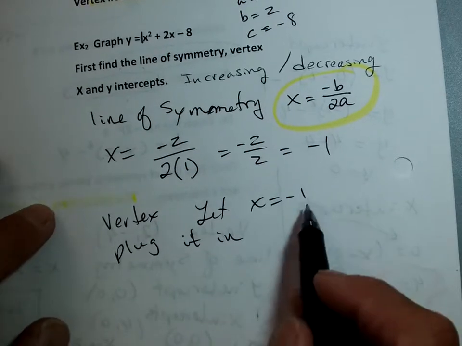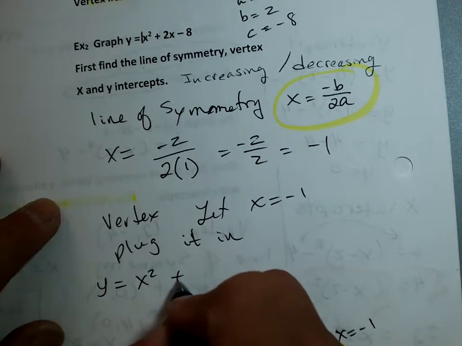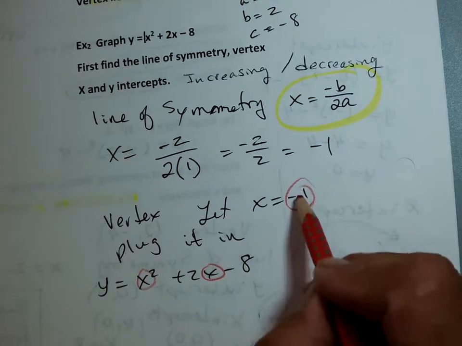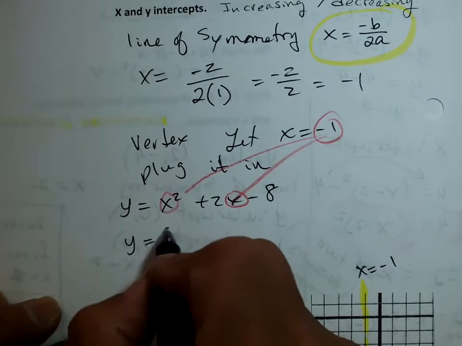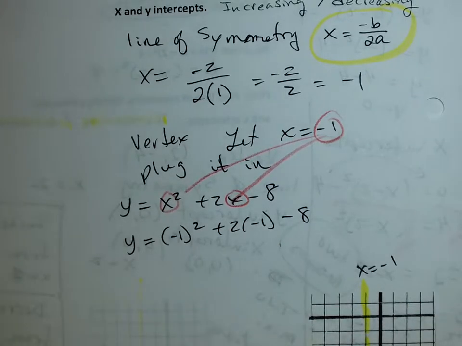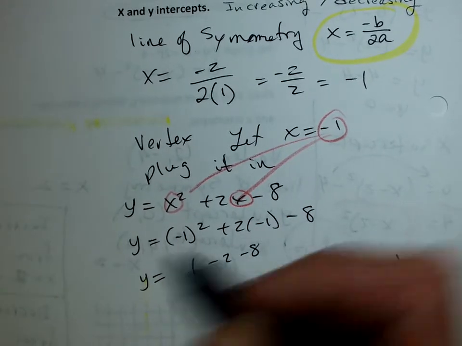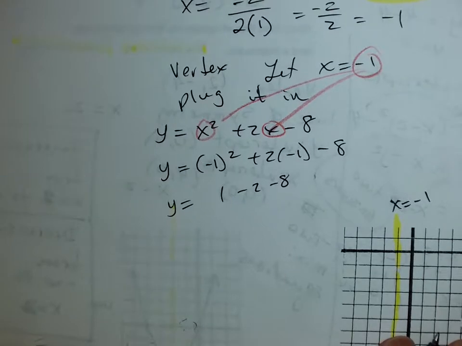So I plug it in, I'll take negative 1 and plug it in. I'm going to get my y equals x squared plus 2x minus 8. If I want to plug it in, I'm going to put my negative 1 in for x. That's easy. y equals negative 1 squared plus 2 times negative 1 minus 8. I'll just do the math. Negative 1 squared is 1, minus 2, minus 8, which is negative 9.